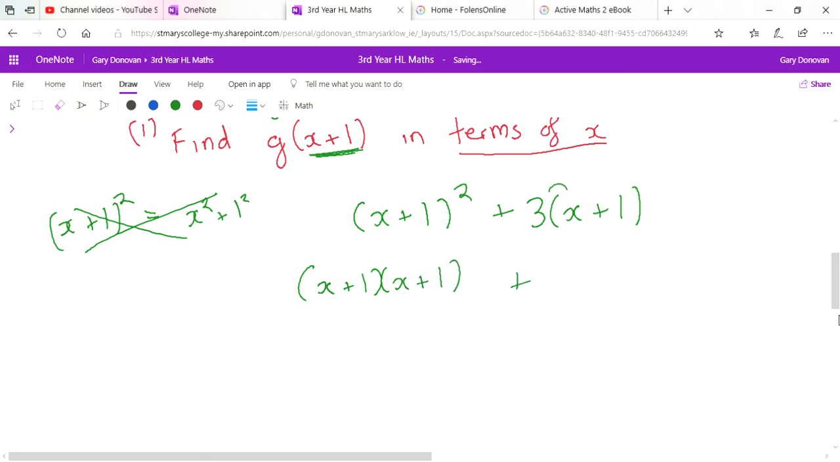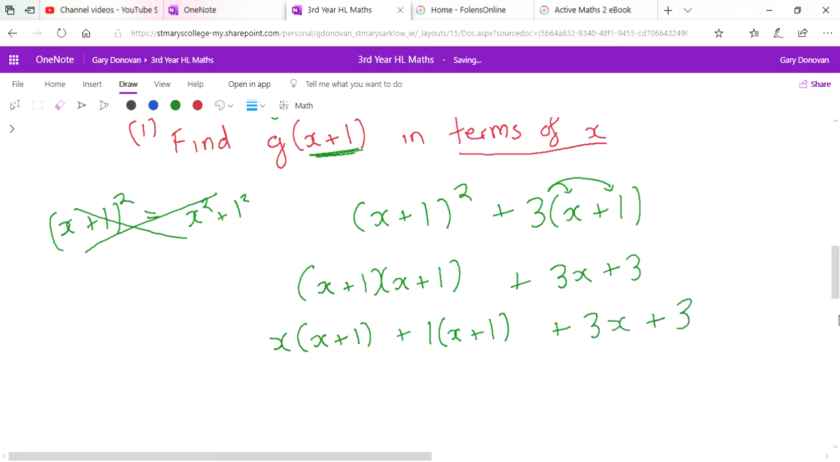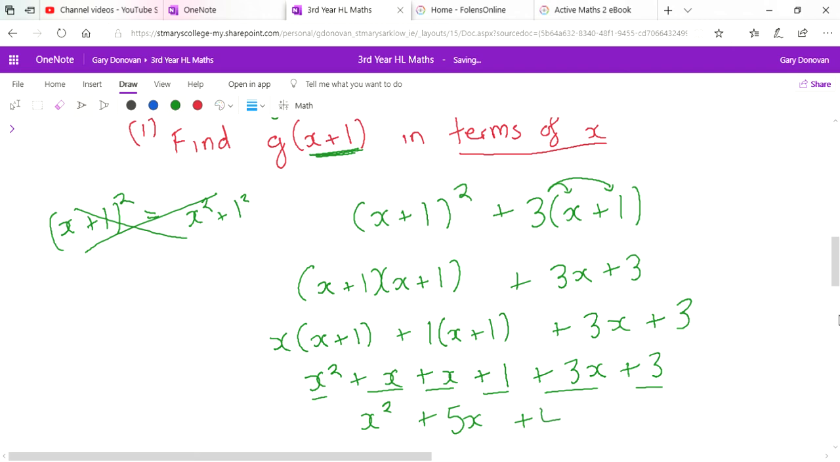plus, this will be 3x plus 3. Multiply this out, it will be x times x plus 1, plus 1 times x plus 1, plus 3x plus 3. That's going to be x squared plus 1x plus 1x plus 1 plus 3x plus 3. Simplify it down by adding the like terms. So we've only one x squared term, but we've plus x plus x plus 3x is plus 5x, plus 1 plus 3 is plus 4. So that's your answer.